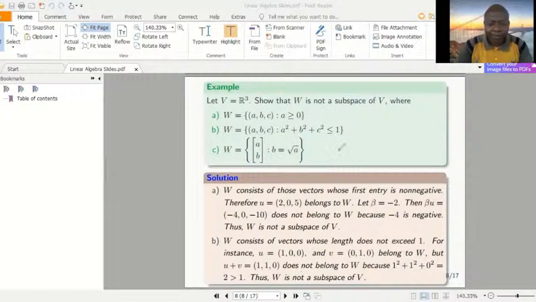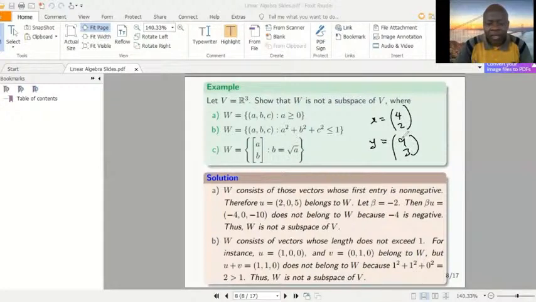Now let's look at part C. What are the vectors in W? W will have elements like X, which is 4, 2, because we are told that the second element must be the square root of the first element. You can see the second element here is the square root of the first element. W will also consist of vectors like 9, 3.